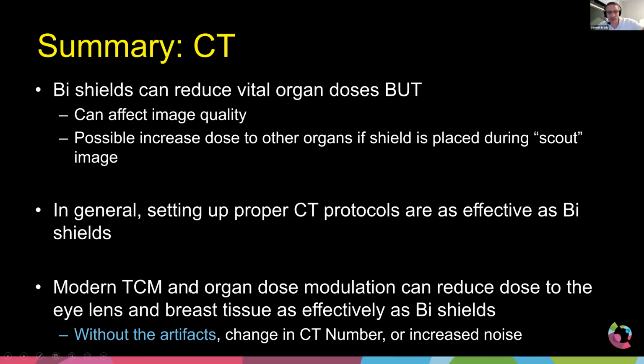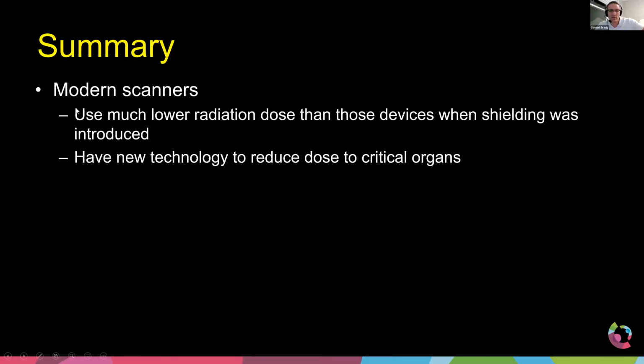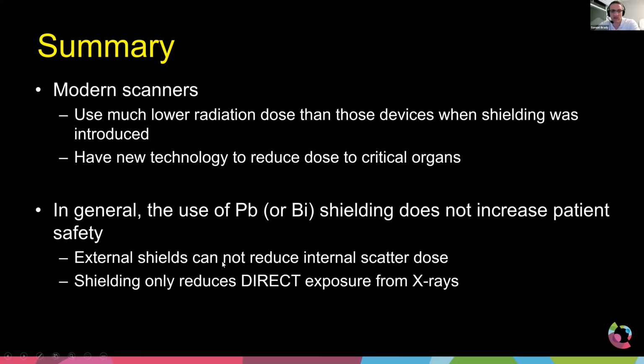Using modern tube current modulation will give you good dose reduction without artifacts, without change in CT numbers, and without increased noise. So the modern scanners that we have, X-ray, dental, mammography, although we're not really talking about that as much, and CT, are so much lower dose now, and the technology provides us a lot of tools to reduce the dose to critical organs, be they the gonads, eye lens, breast tissue, or thyroid. So we can use this new technology to reduce the dose in these areas instead of dealing with all of the various different lead or bismuth type shields.